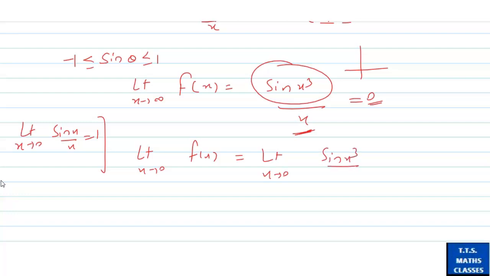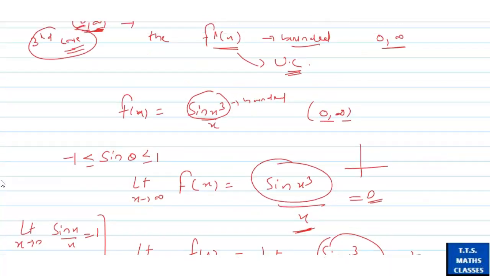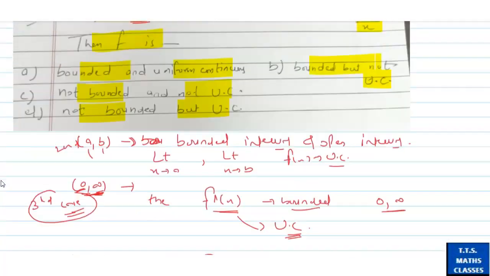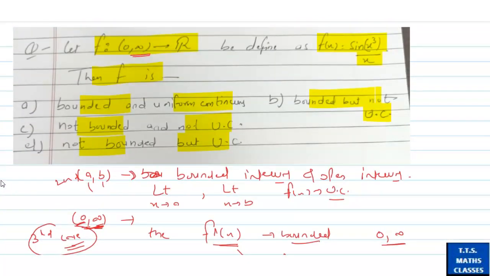For this, we have to make x cube in the denominator, so we multiply and divide by x square. So it will be x cube, and this whole value will be 1 because we put limit x approaches 0. When we put x equal to 0 in this function, it will be 0. So definitely the function is bounded on a particular interval. Therefore option C and option D are directly discarded.